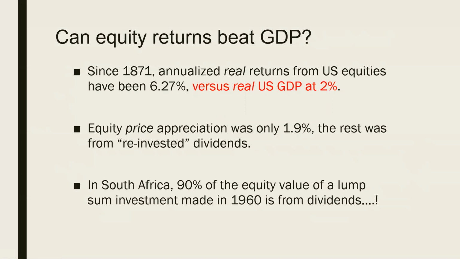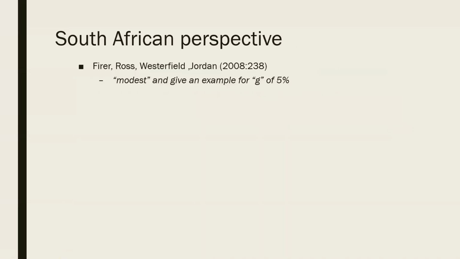Just to show how big a deal this is, in South Africa, for example, 90% of the equity value of a lump sum investment made in 1960 comes from dividends. So if you put 1,000 Rand into the stock market in 1960, the value of your portfolio now would be, well, 90% of it would have come from the reinvested dividends, not from the growth in the index. So we've got to look at what we call total returns here.